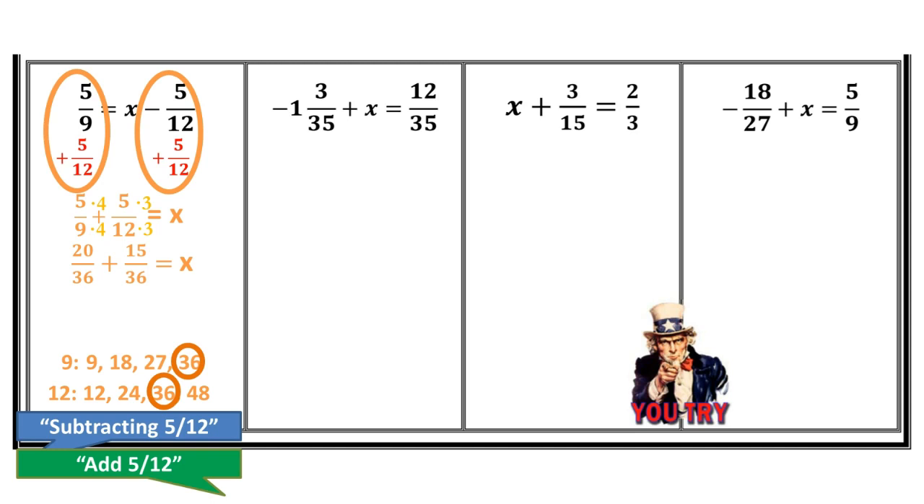I'm just going to add those two numerators. 20 plus 15 gives me 35. The denominator stays the same. Always check if you can simplify. In this case, I know that I cannot.